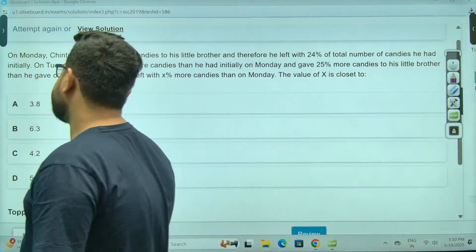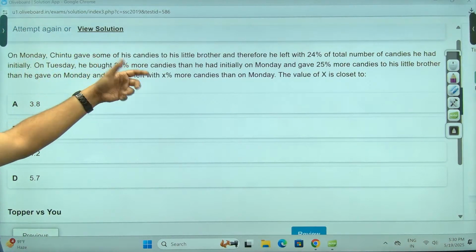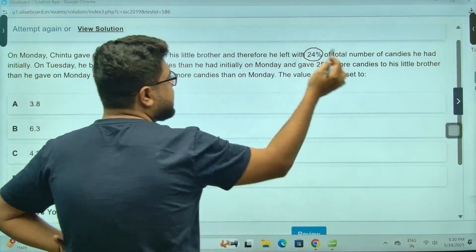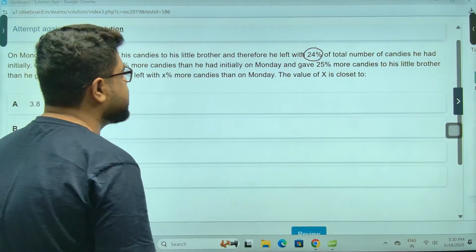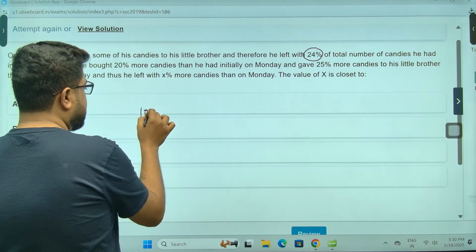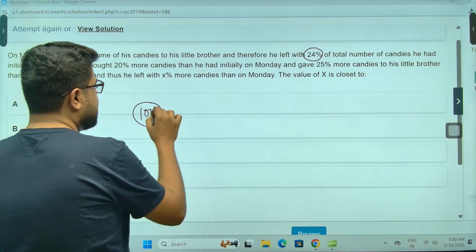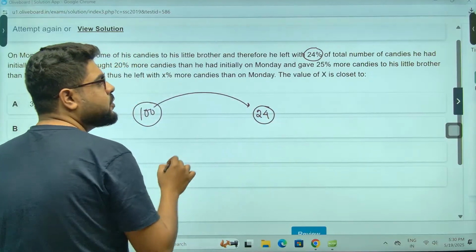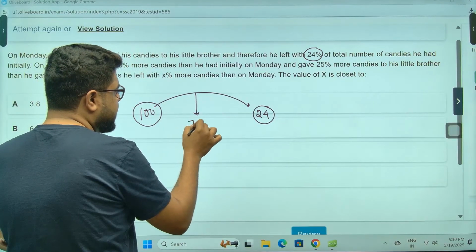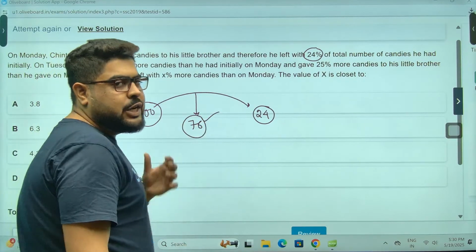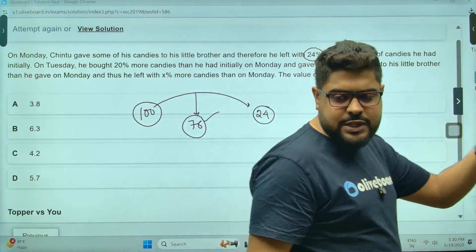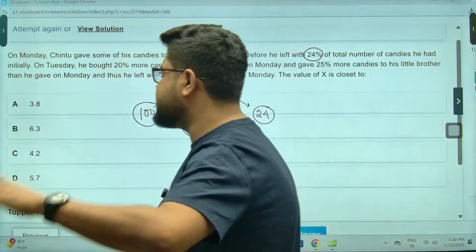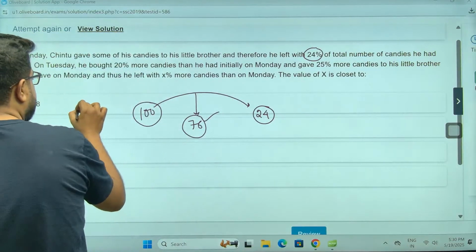Right? On Monday, Chintu gave some of his candies to his brother, therefore left with 24% of the total number of candies he had initially. Sir, Chintu had 100 candies. So he is now left with 24%, means 24. So that means he gave 76 to his brother. 100 minus 24, so remaining, 76 he has given out. This is on Monday.